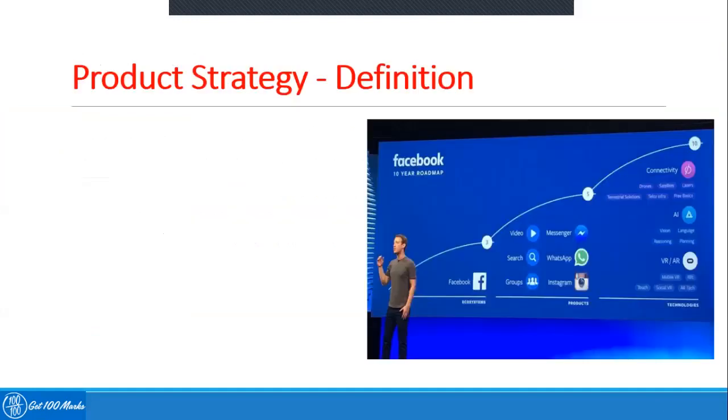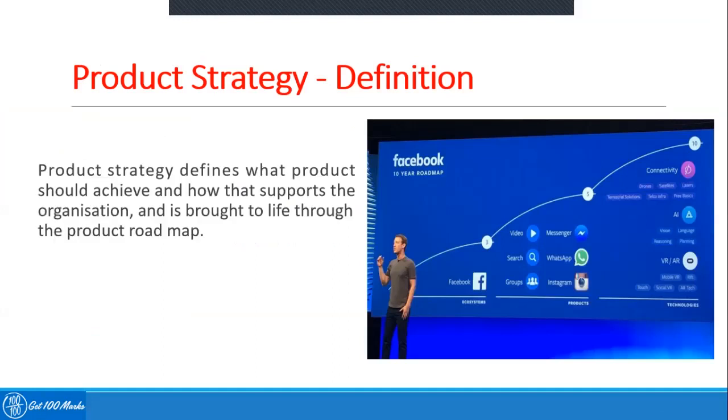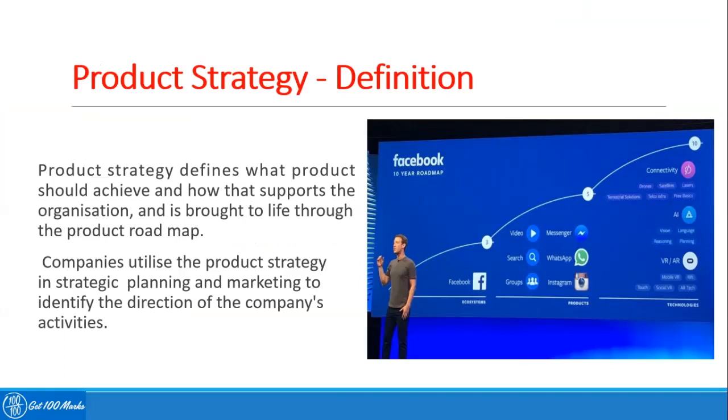What is product strategy? Product strategy defines what the product should achieve and how that supports the organization, and is brought to life through the product roadmap. Companies utilize the product strategy in strategic planning and marketing to identify the direction of the company's activities. A product strategy is the foundation for the entire product lifecycle.